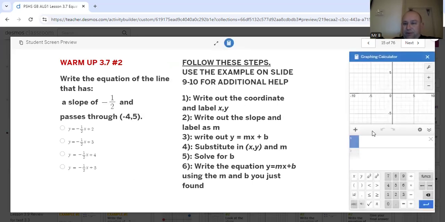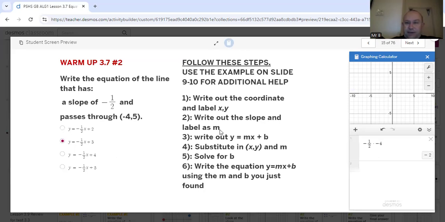Now, I did say that I would be working out negative 1/2 times by the x. Oh, it didn't like that. Let me try that again. There we go. Times by the x value, which is negative 4. Which gives me 2. So I would have the equation 5 equals 2 plus b. Do the opposite of 2, which is negative 2, and 5 take away 2 is 3. So I can think that it's going to be this answer here.